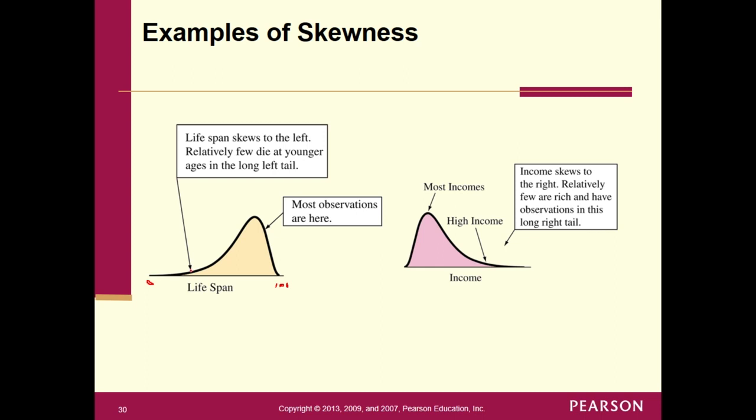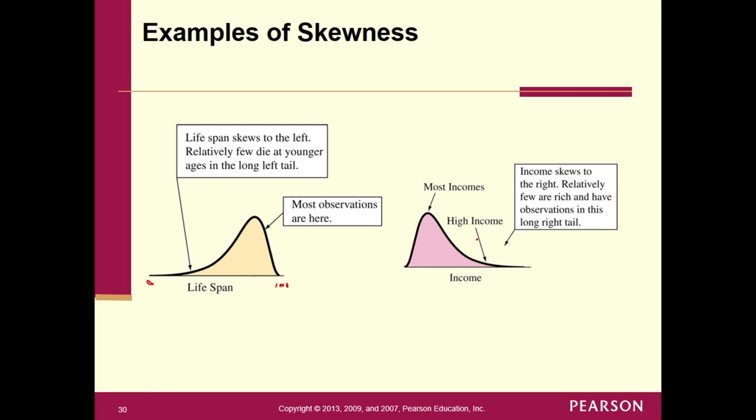Then as people get older, what happens? They have more of a chance to die, but their lifespan tends to be pushed out. And so what happens is that you're going to have a big hump right here, with older ages. Over here we have income, which skews to the right generally.